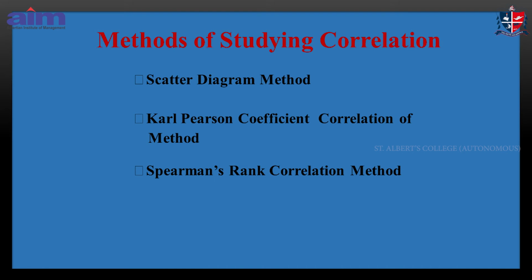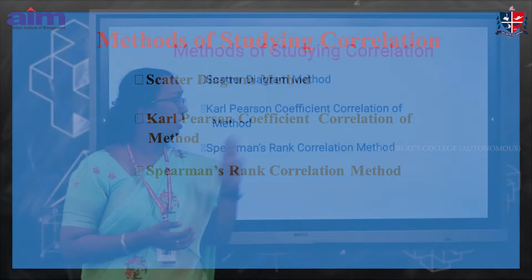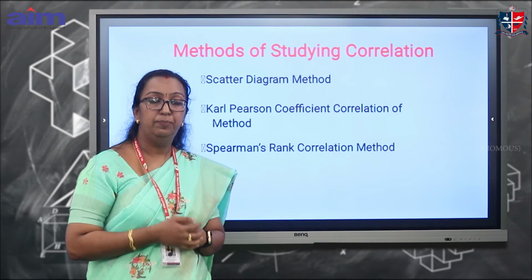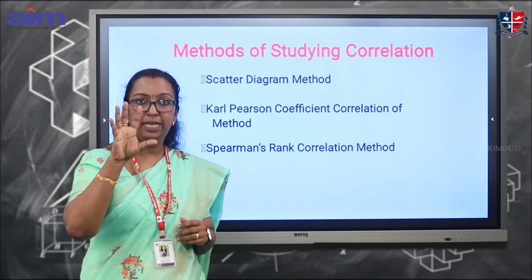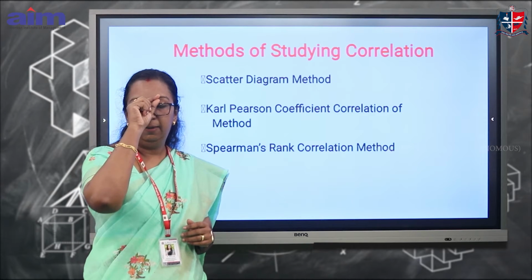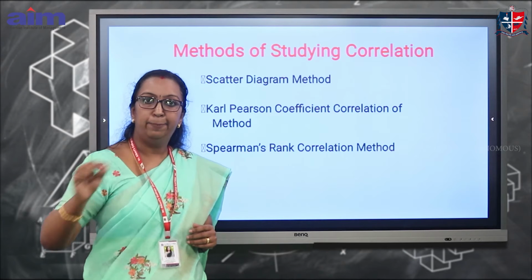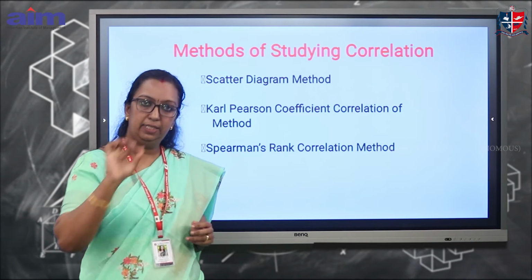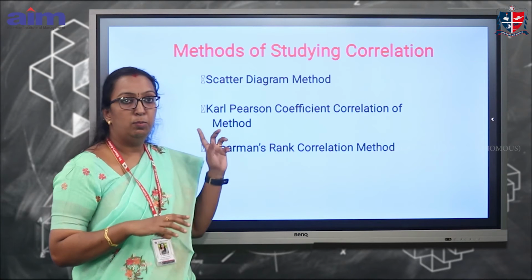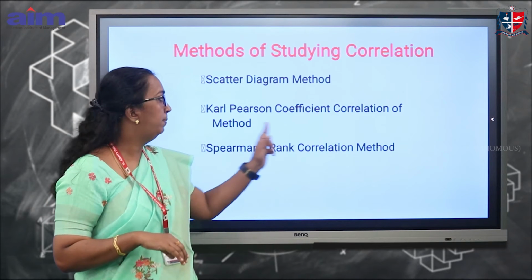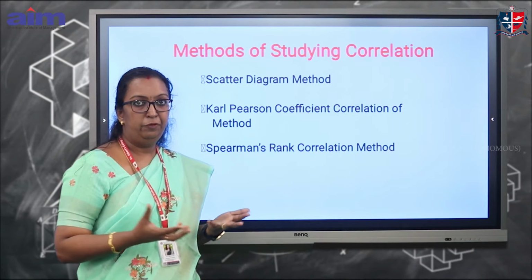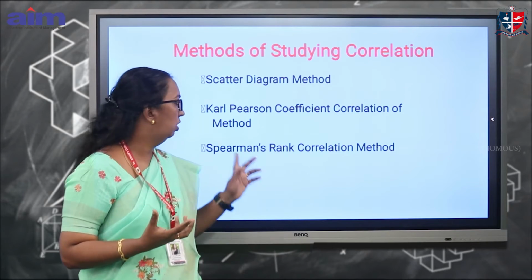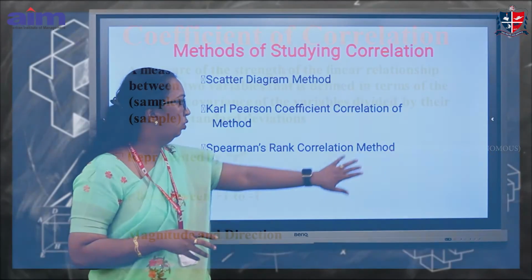So what are the methods in studying the correlation? Correlation can be studied in three ways. One is the scatter diagram method, wherein you plot all your data points into a scatter graph, and if you can make a linear line using the data points, then you can say that there is a relationship. The most commonly used method is Karl Pearson's coefficient of correlation method. And when the data that you have collected is ordinal in nature, then you can use Spearman's rank correlation method.